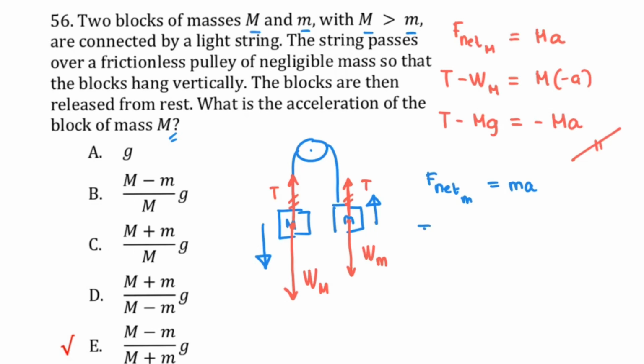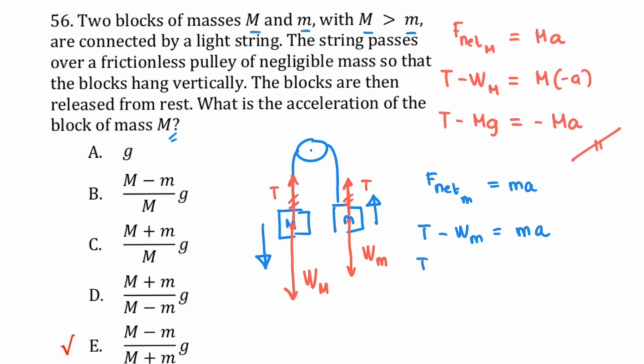We have tension going up, so that's going to be positive, minus the weight of the smaller mass is equal to mass times acceleration. Again, you have to take note of the direction of the object's motion. Since it's directed upward, the acceleration for the smaller mass is going to be positive. So now let us expand the weight of the smaller mass.